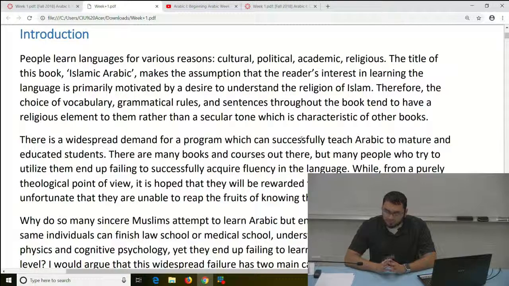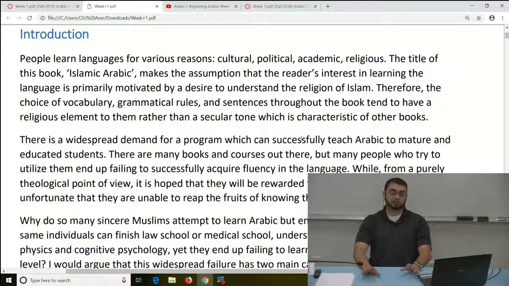What's going to happen is these books have been designed with different objectives in mind. So their objectives are either trying to understand the culture of Arabia or the culture of Arabs, or they're trying to learn Arabic for political reasons or for different reasons. So the vocabulary set is going to be geared towards the objectives that they have. So let me give you an example.